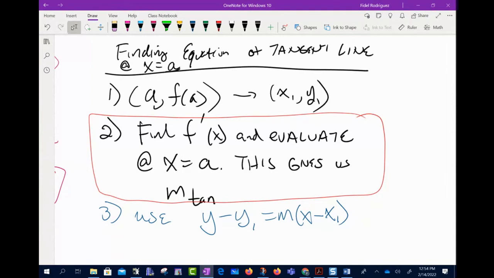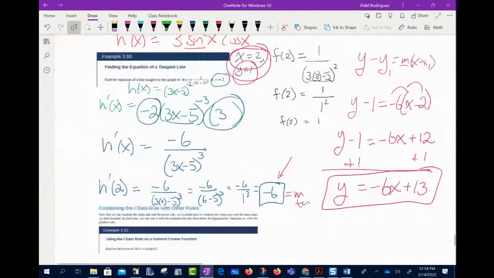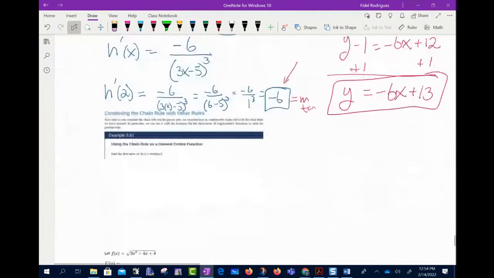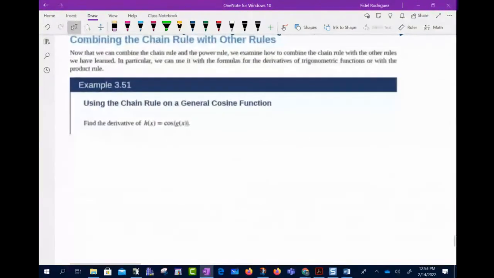All right. So let me go ahead and go back, and let's take a look at the next one here. Okay, so we're combining the chain rule with other rules that we got, okay? So let's see if we can do this one here. So again, my function is h of x is equal to cosine of g of x. We don't know what g of x is equal to, okay? It's just some function. But we want to find the derivative of h.